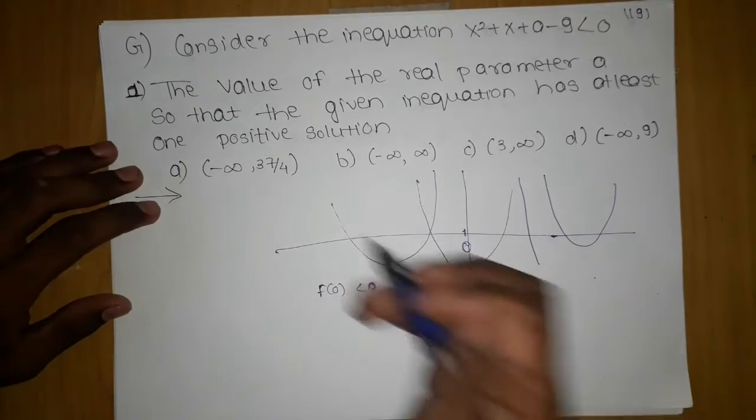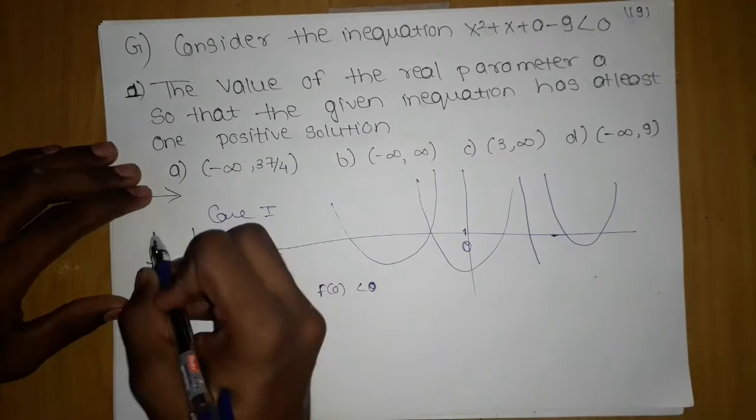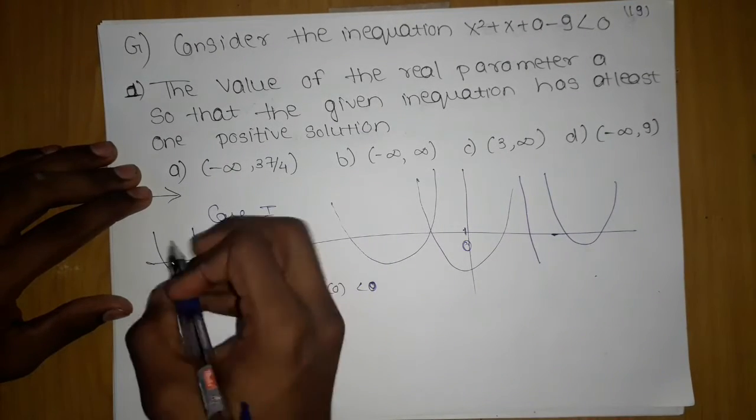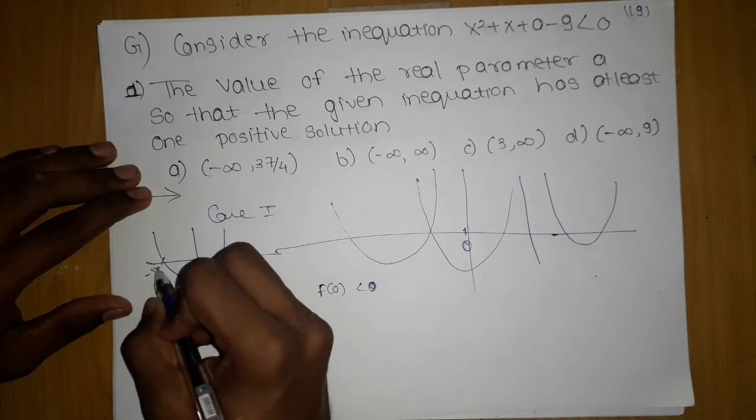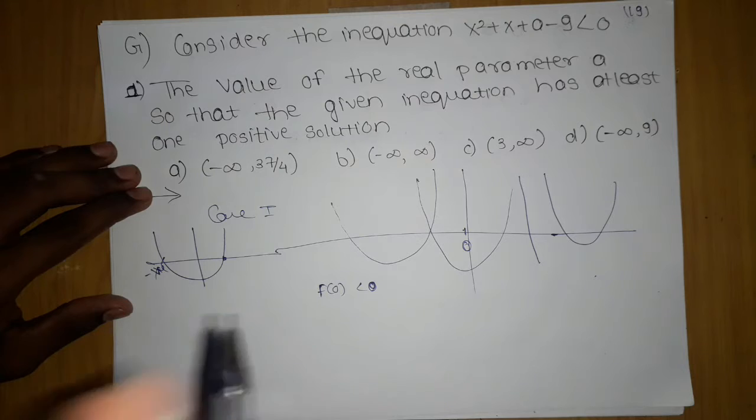And we will learn something extra. This, let me take as case 1. This is the graph. Here one root is positive while the other root is negative. Now it is telling f of 0 is less than 0. Again I am telling you, this condition is from the location of the roots.